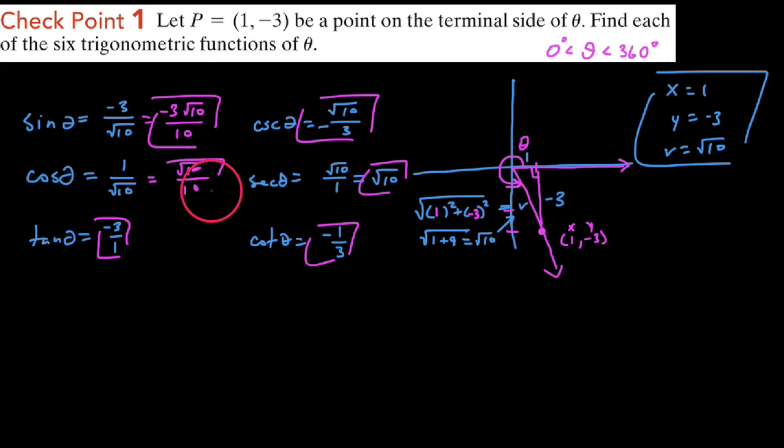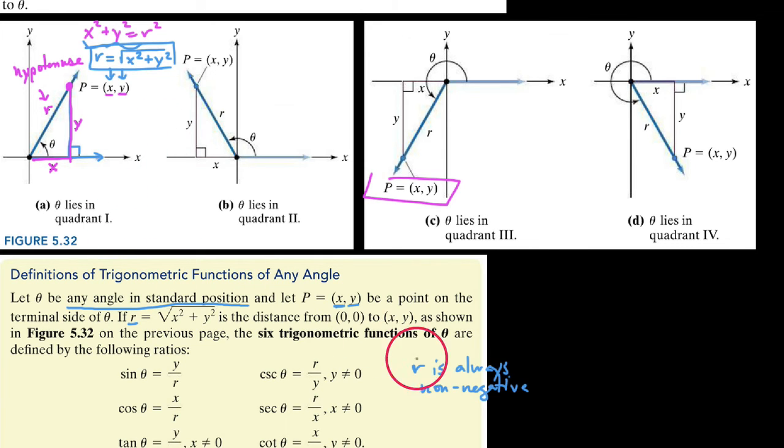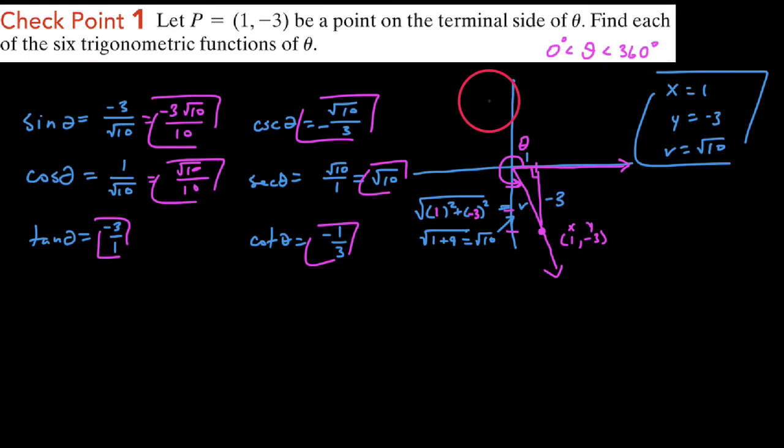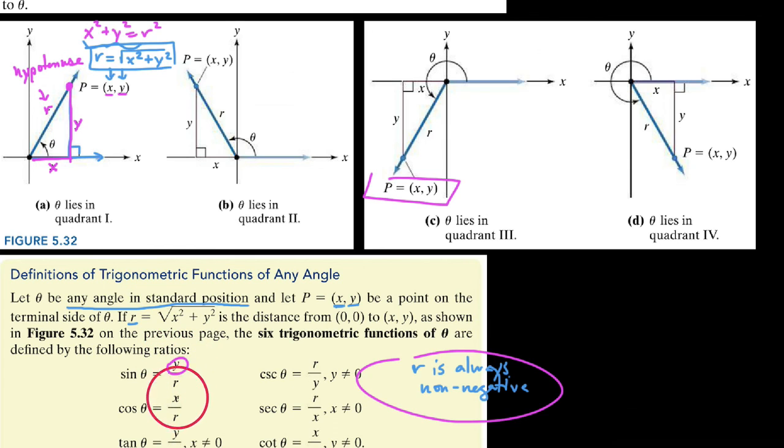So one thing that I want to mention here before we leave this video is it's really important to remember that your R value is always considered to be non-negative and is some positive value. So as we go forward, we'll start to see things like sine will only ever be able to be negative if your y value is negative, or cosine is only ever able to be negative if your x value is negative, and build upon those relationships.